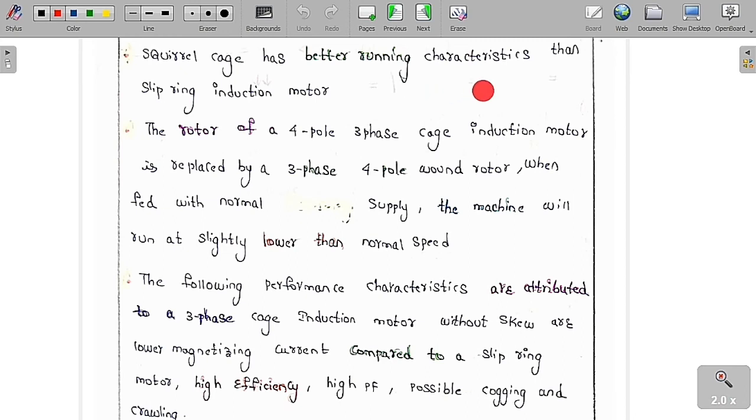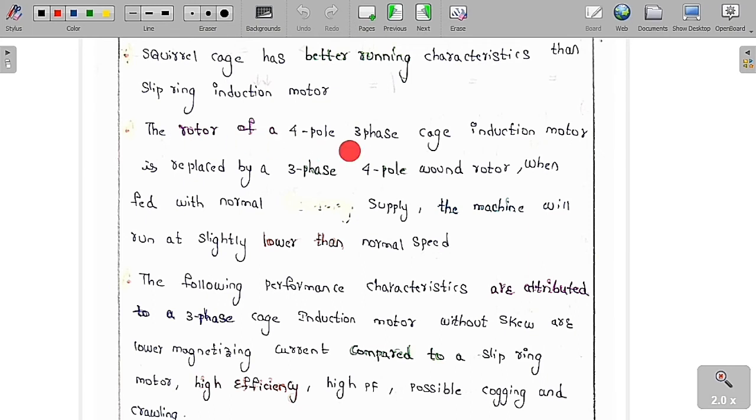Squirrel cage has better running characteristics than the slip ring induction motor. I have already told you that the starting characteristics are better for the slip ring and the running characteristics are better for the squirrel cage. Inversely, the slip ring induction motor has better starting characteristics than the squirrel cage, whereas the squirrel cage has better running characteristics than the slip ring induction motor.